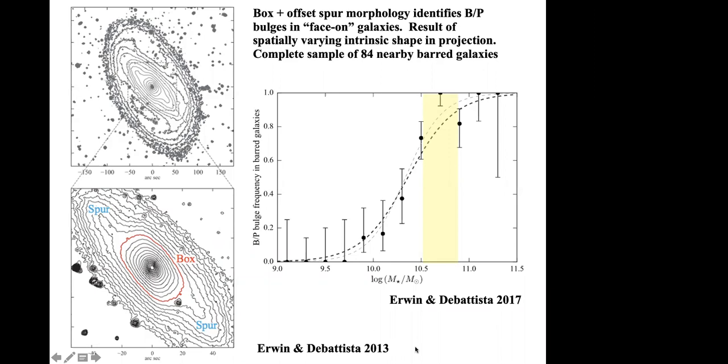This is a sample of about 84 nearby, very well resolved barred galaxies, not disky galaxies. And we're plotting the fraction of those barred galaxies that have these box peanut bulges as a function of mass. And you will see that that's a very strong function of the mass. It rises very rapidly. There is this characteristic mass here, a log of the mass of about 10.3. The mass of the Milky Way is somewhere in this yellow shaded region, which tells you that the Milky Way should have a box peanut bulge.